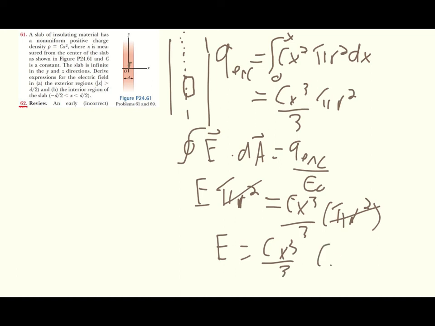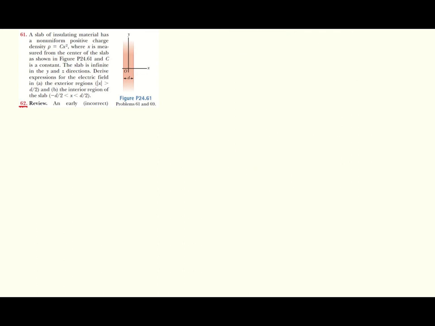I want to point out that's the positive side. That's when x is greater than 0. If you set the limits the opposite way, you get the exact same thing for the other side. If x is less than 0, then you'll get that E is negative c x cubed over 3. And that's all you're going to get for that. So that should be the way to do it.